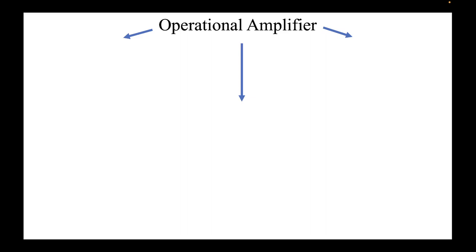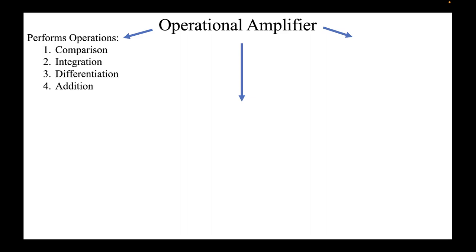An operational amplifier is made up of two words. Which operations are we talking about? Some basic mathematical operations like comparison: greater than, less than, or equal to. Integration, where you integrate a voltage signal from zero time to some time t. You can differentiate using an operational amplifier, and you can also perform addition or subtraction.